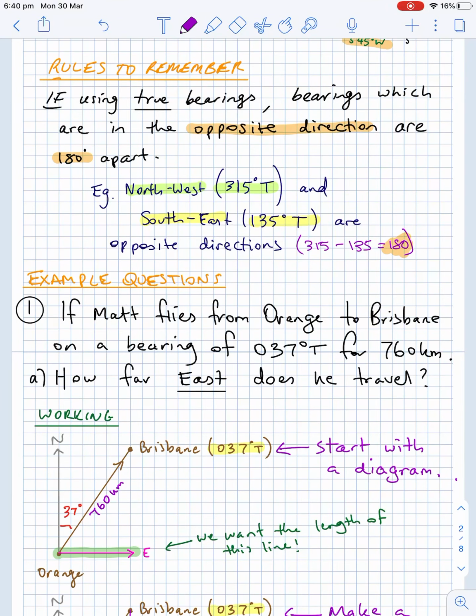The northwest bearing is 315 and the southeast bearing is that. And I want you guys to notice that the difference between these two numbers, which are in opposite directions, the difference is 180 degrees. So if you know that two directions are opposite, you can find their value just using one, because then you can just add or subtract 180 to find the other one.